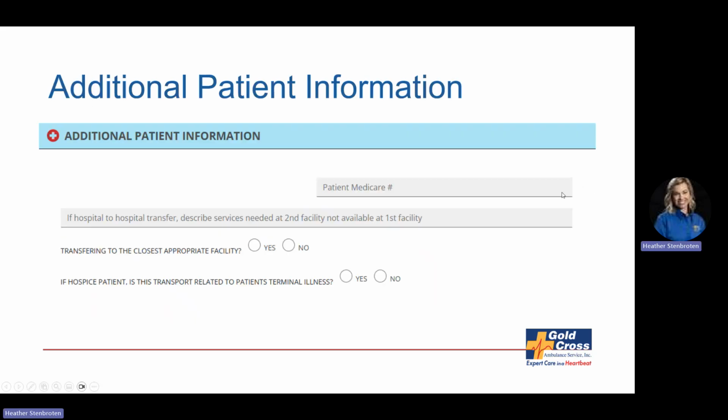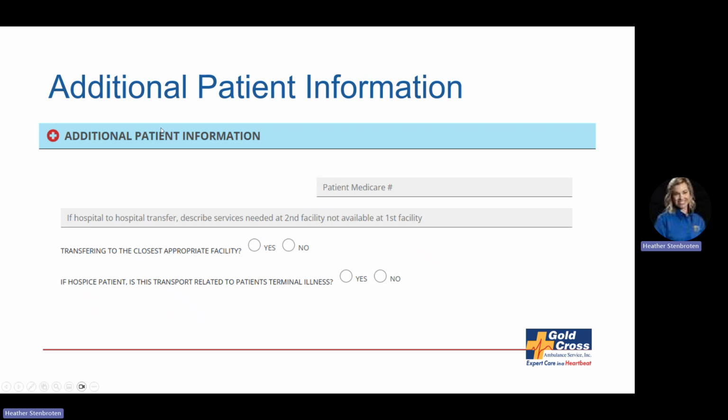Okay, so that first section's additional patient information. I can't customize anything else in this section because that is that federal form. So I'll just go through and give you what each section needs. That patient Medicare number, not required. I can't remove the field, but you don't have to put anything there.